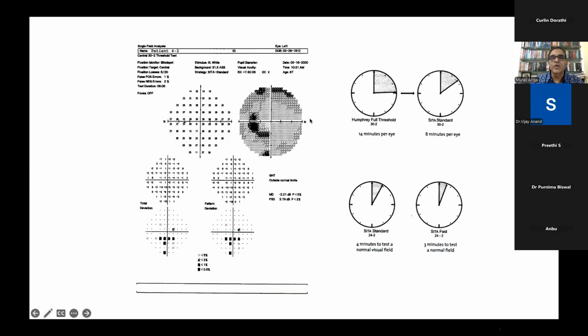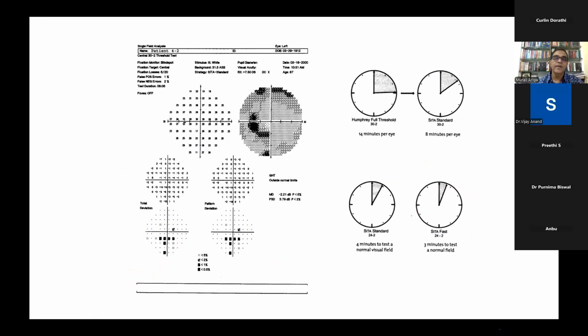In the Humphrey machine, a full threshold 30-2 test can take up to 14 minutes, whereas a SITA standard 30-2 will take 8 minutes. A 24-2 SITA standard will take about 4 minutes for a normal visual field and 3 minutes with SITA fast. So SITA standard is the best compromise for time and accuracy. I think we should all stick to 24-2 SITA standard as the default strategy. You can, of course, modify it for certain patients.